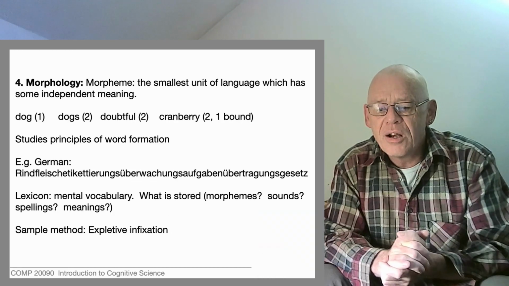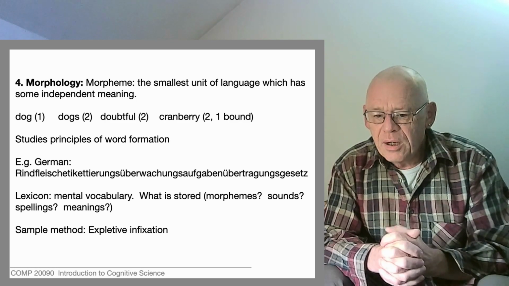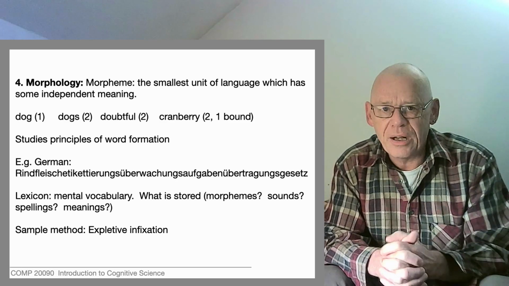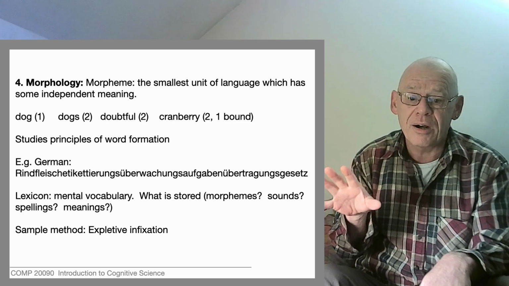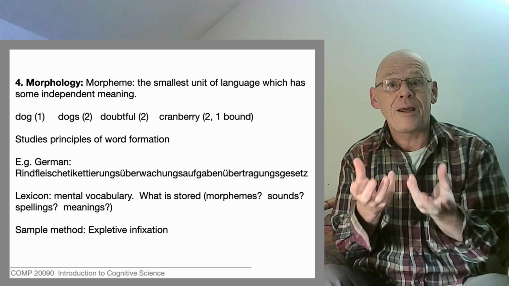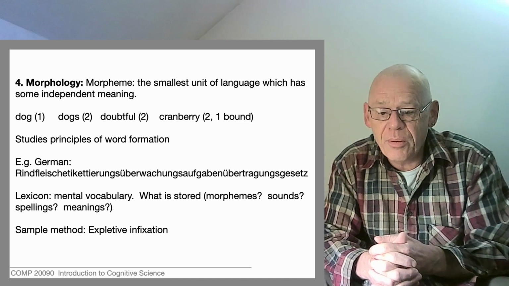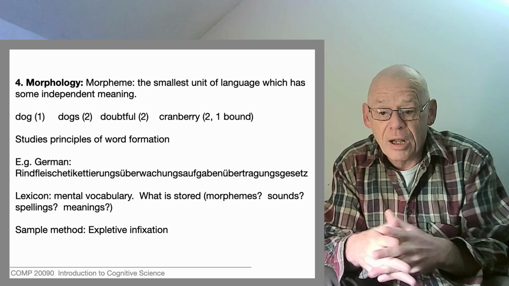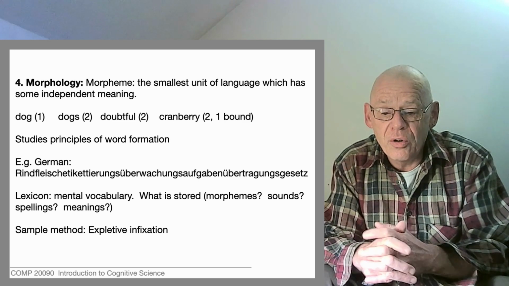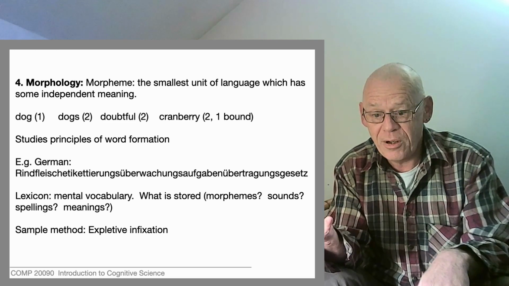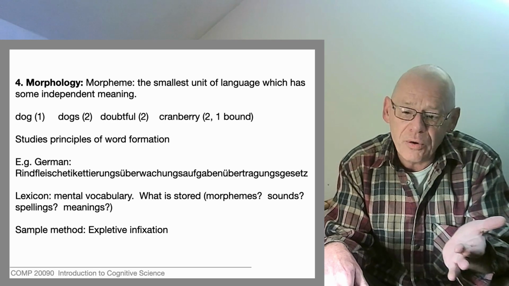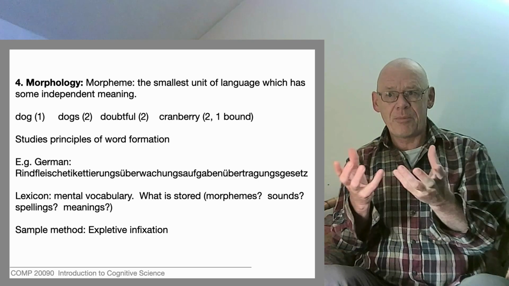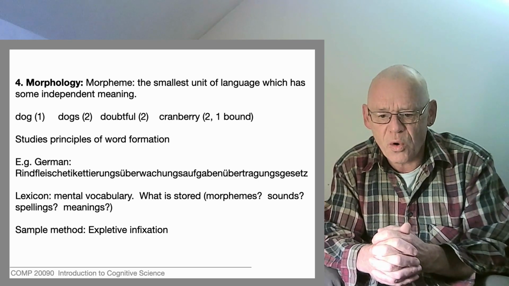Take this, for example. Here's an English word, dog. That has one meaning. It just means the dog. The word dogs, however, has two meanings. It's got the dog in it, and it also has a plural marker. So that's two, what we call morphemes, two meaning-bearing units. The word doubtful, likewise, has two meaning-bearing units: doubt, which occurs on its own, and full. Likewise, the word cranberry has two meaning-bearing units because berry occurs in raspberry, strawberry, blackberry. Cran doesn't occur on its own, so we call it a bound morpheme. But you can see that words can be further subdivided into meaningful elements. So words have an internal structure of some sort.